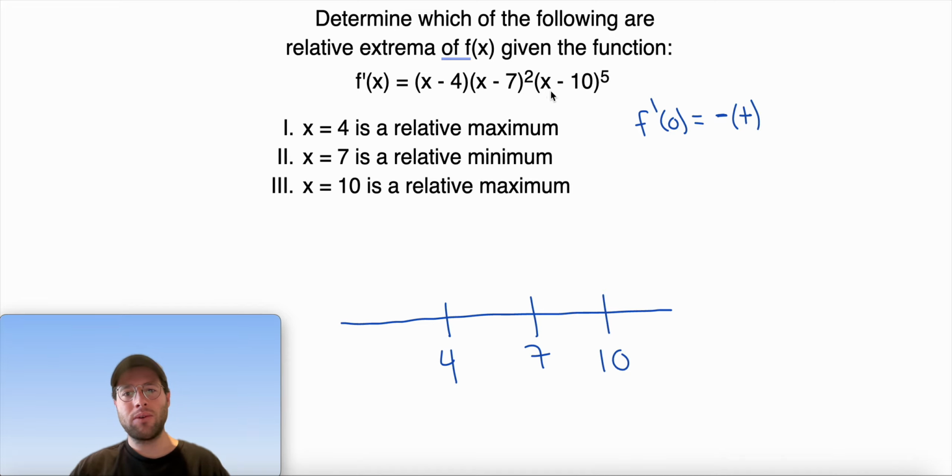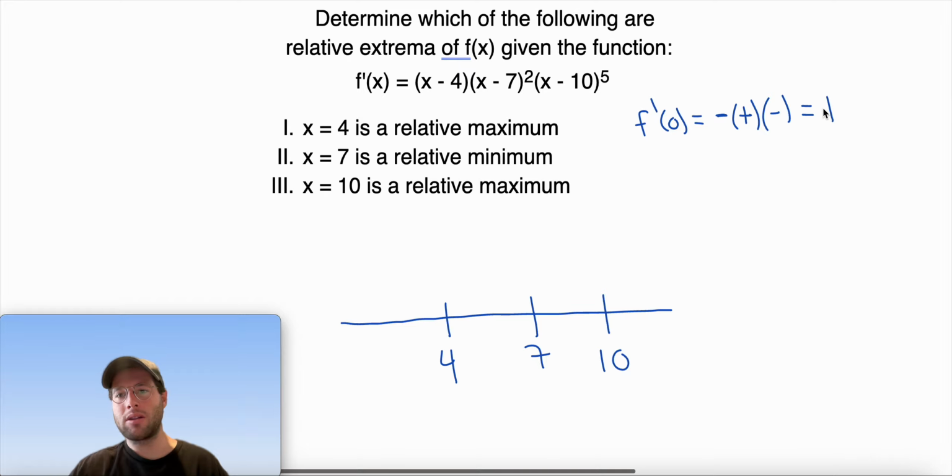And then this last one here, we plug in a 0. And so we have 0 minus 10, which is negative. It's going to be a negative 10. And then we raise that to the fifth power. And that will still be negative because the fifth power is an odd power. So we're going to have a negative here. And that will ultimately result in a negative times a negative, which is positive, and times this positive will result in a positive number. So this interval here will be positive.